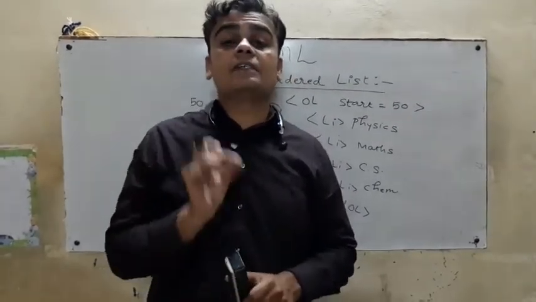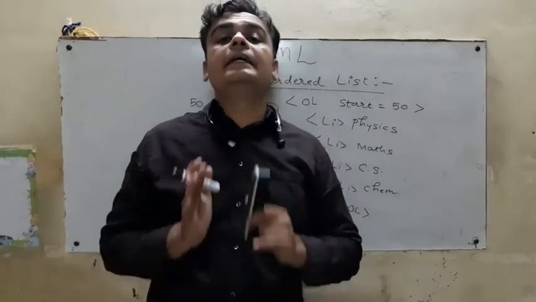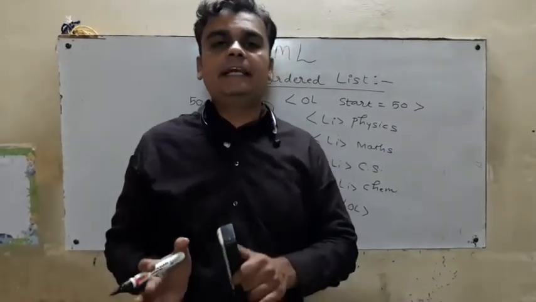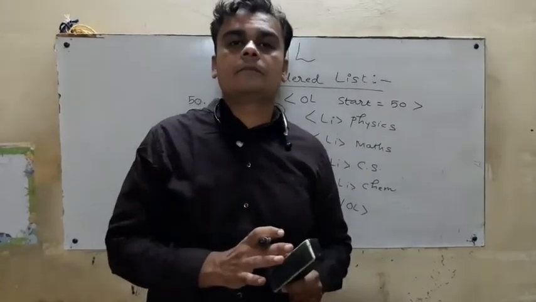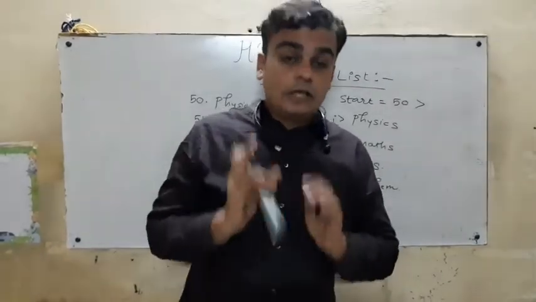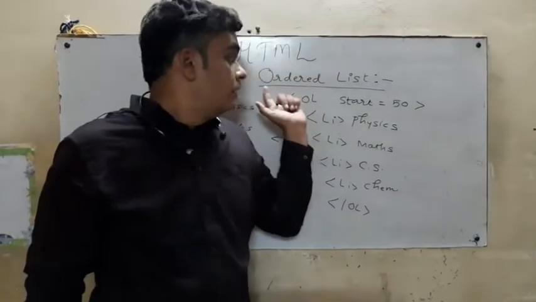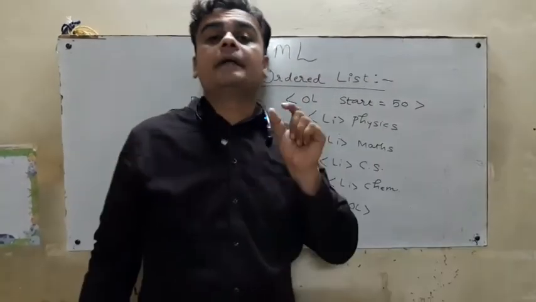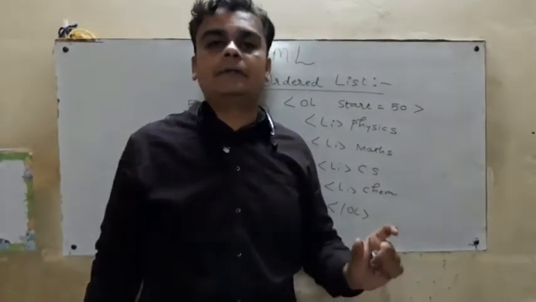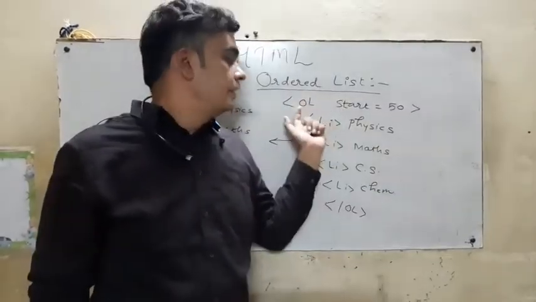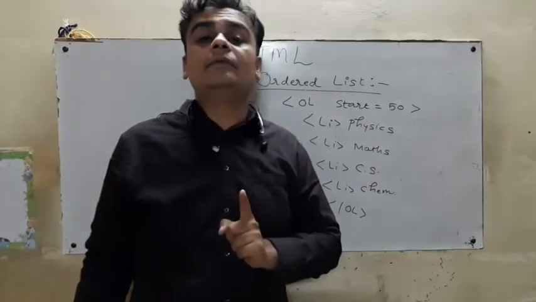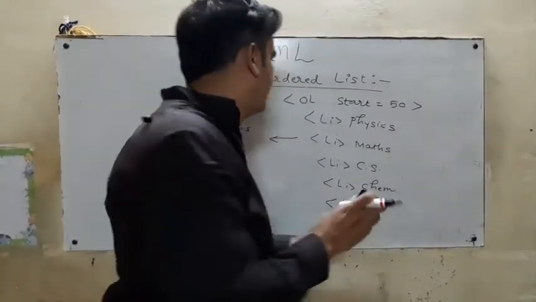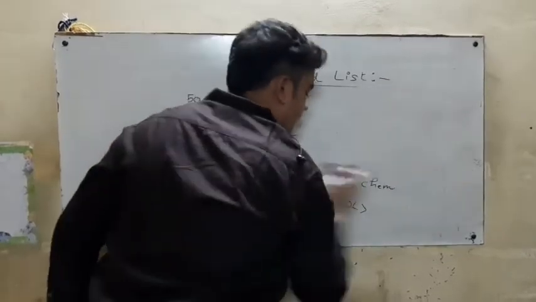As the name suggests, in an unordered list, the sequence is not important. So we can represent any element at any position. Got it? Now, in case of ordered list, there are 2 attributes, the type attribute as well as the start attribute. But in case of unordered list, we use only a single attribute, and the name of the attribute is type.